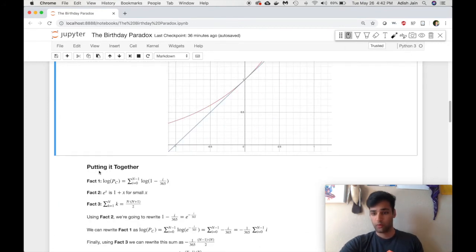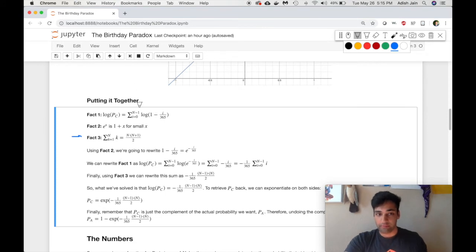So what we've gathered so far is two crucial facts and a third that I'm going to add right now. To recap, the first fact came from our remolding of what log PC is into this sum of log terms. And the second fact comes from what we showed above with the Maclaurin series, where e^x is well approximated by just the first two terms, 1 and x, if we have a small x. And again, that just comes from what we showed up here.